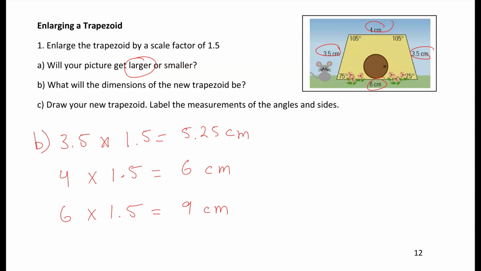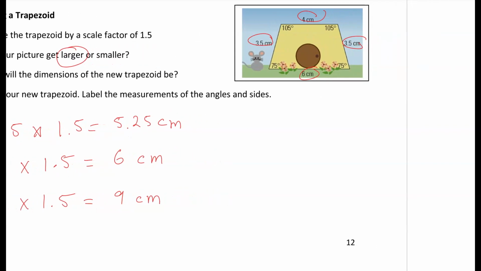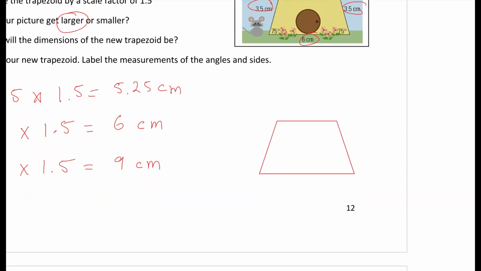Next, it says to draw your new trapezoid and label the measurements of the sides. Well, over here, I'm going to do my best to draw the new dimensions for you. Now, because I'm doing this on the computer, I'm not going to be able to actually measure this out properly. So what I'm going to do is I'm just going to draw the shape for you. And I'm going to label the measurement. So our top is 6 centimeters. Our left and right are going to be 5.25 centimeters, 5.25 centimeters, and then our bottom is 9 centimeters.